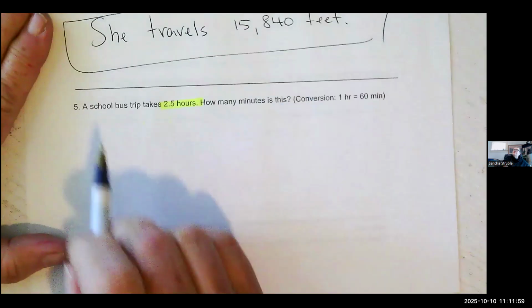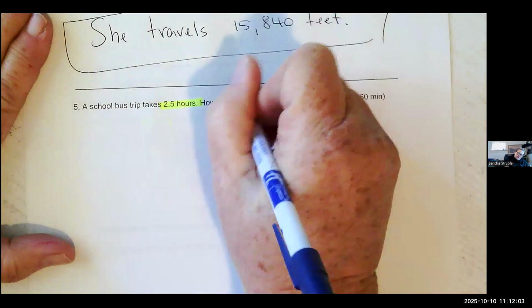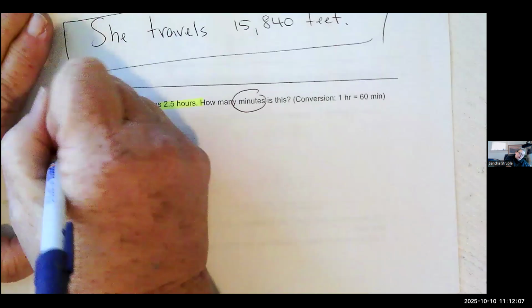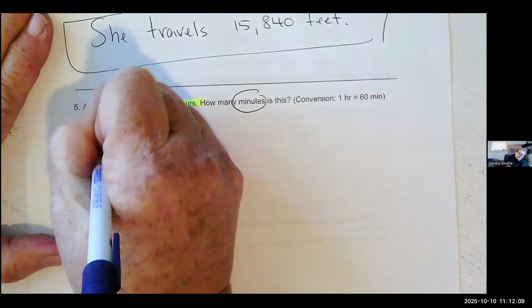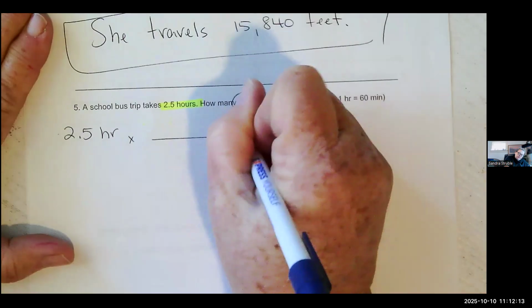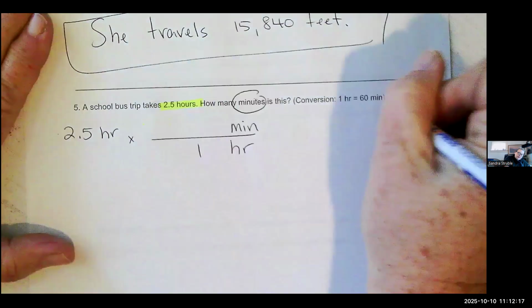Next one, a school bus trip takes 2.5 hours. How many minutes is this? So you start with what you're given, the 2.5 hours. Pause the video, attempt this one yourself. We're getting rid of hours and we're headed to minutes. Once we get this set up, we just need to plug in our numbers. 1 hour is 60 minutes.